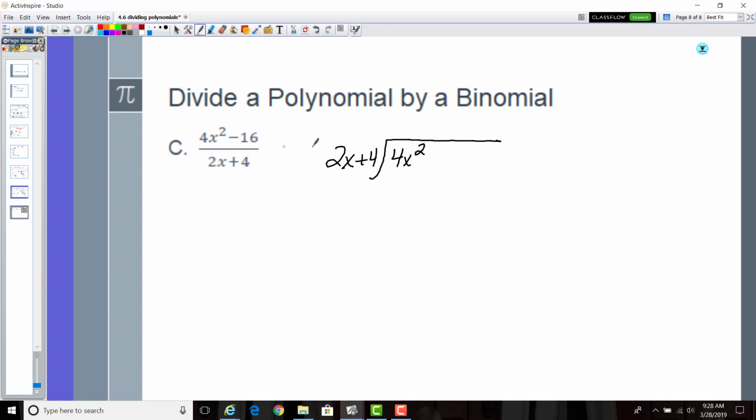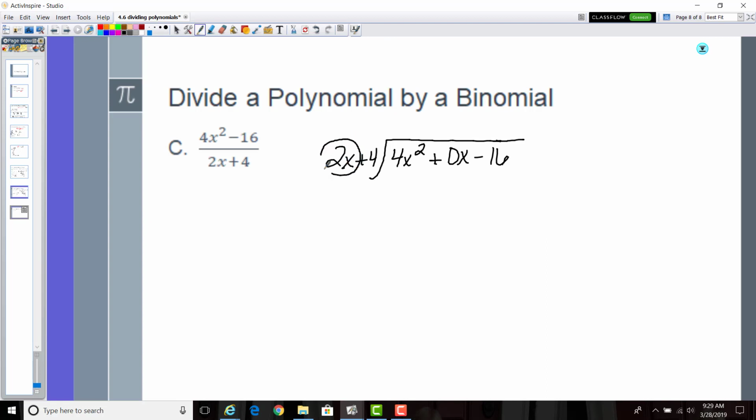In order for this process to work, if my highest exponent is a 2, I have to have an x term in there. Since I have none of them, I'm going to make a placeholder of 0 x's between the x squared and the number. Okay? And then I'm going to do the division again.